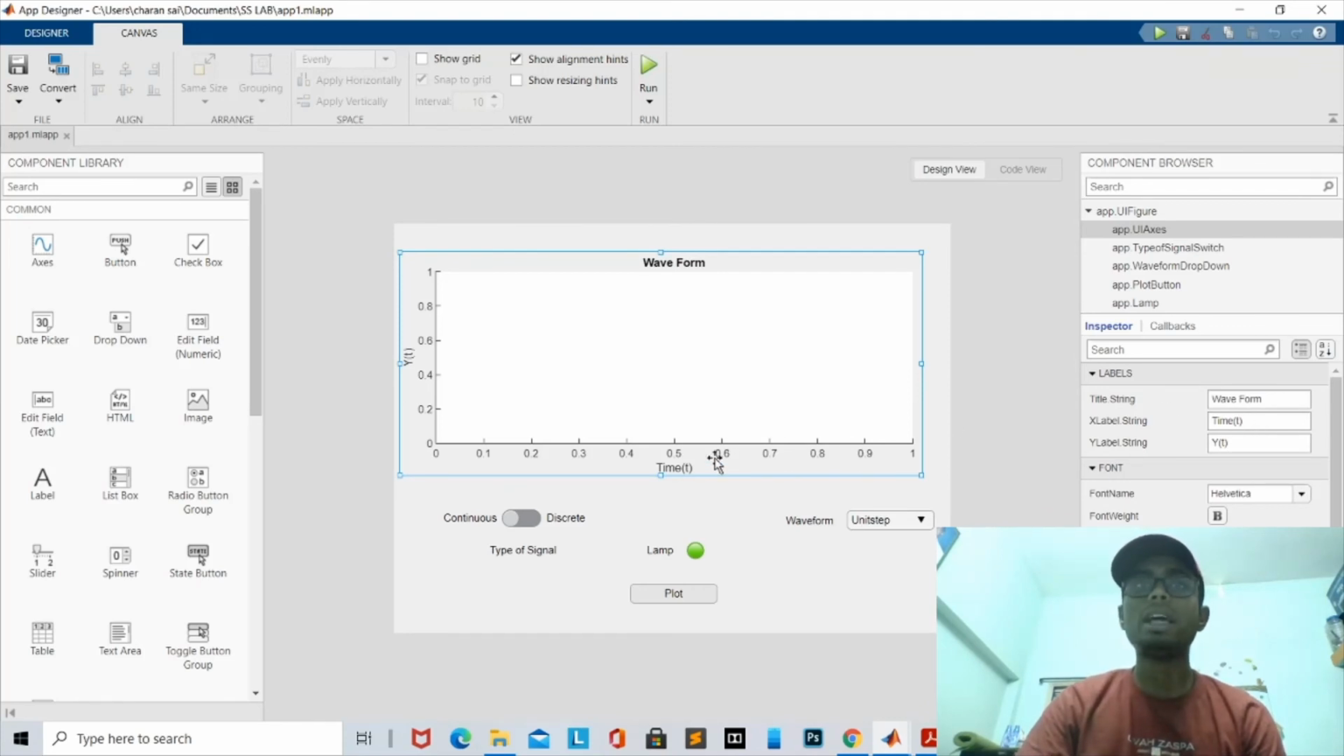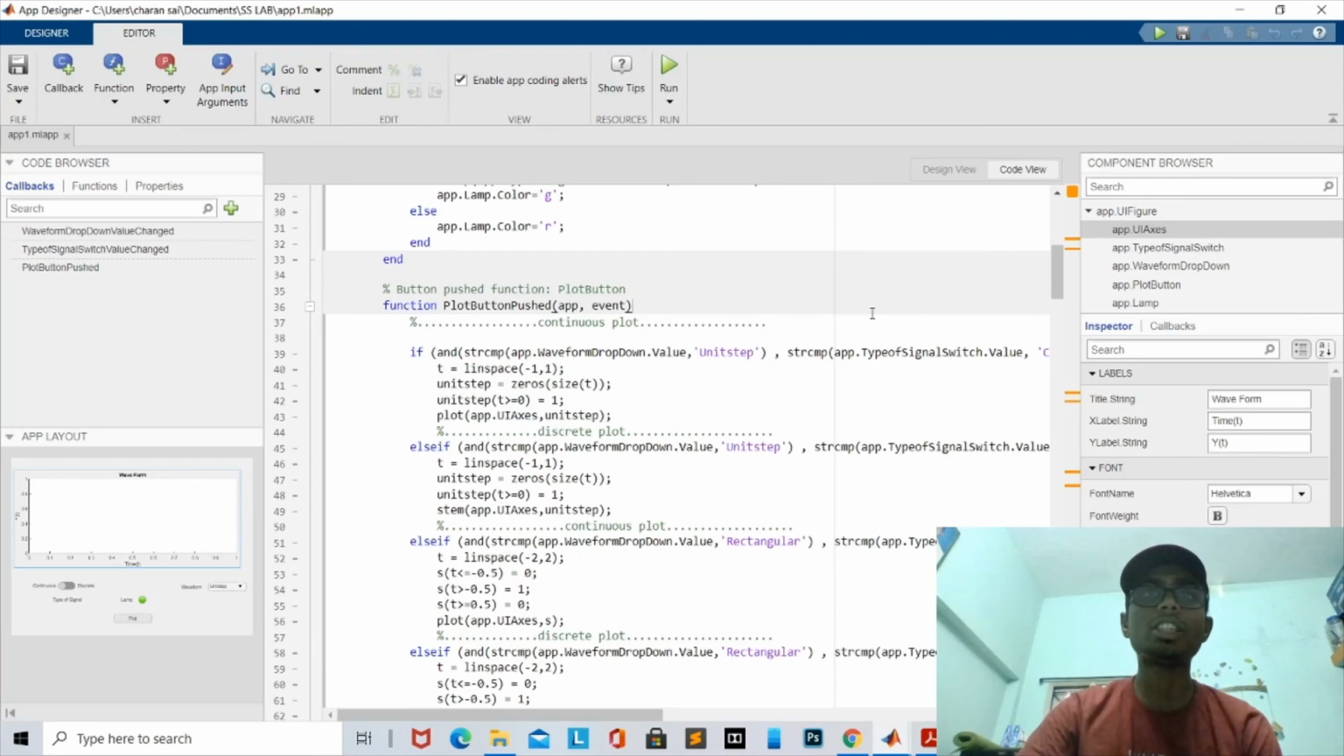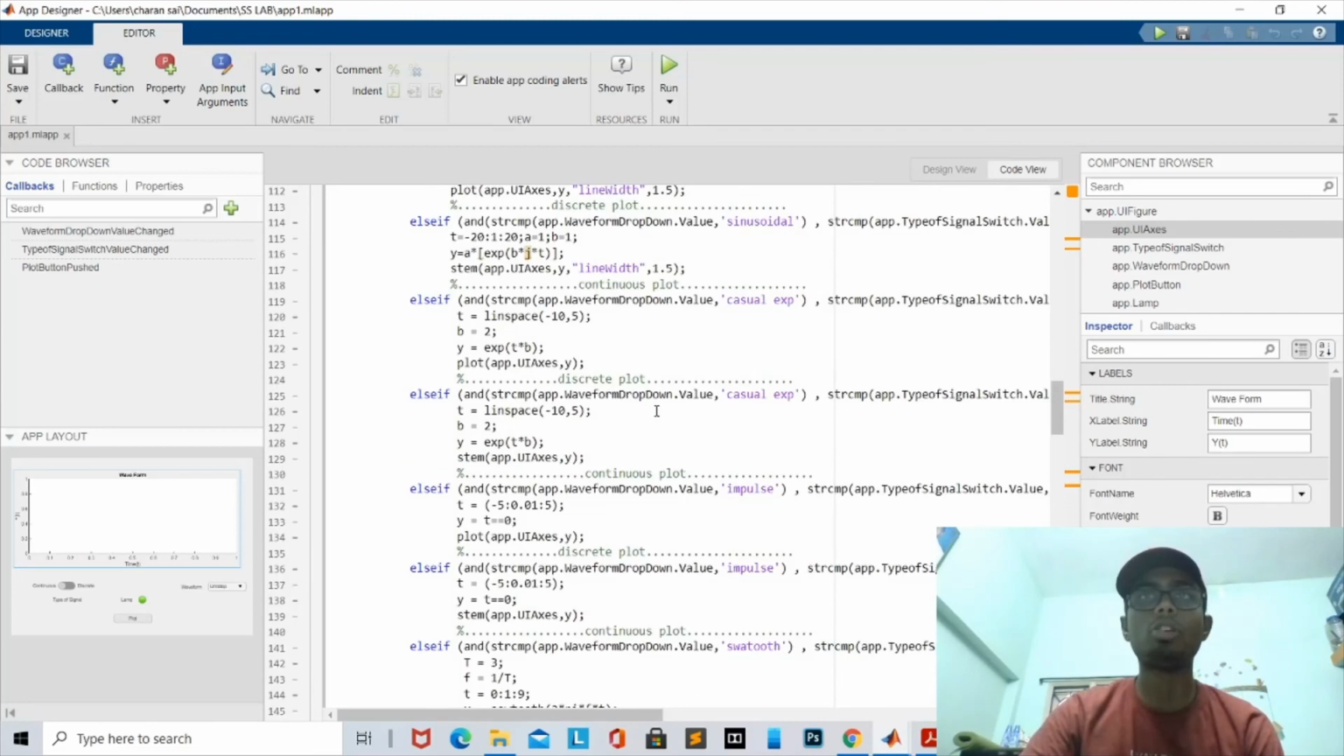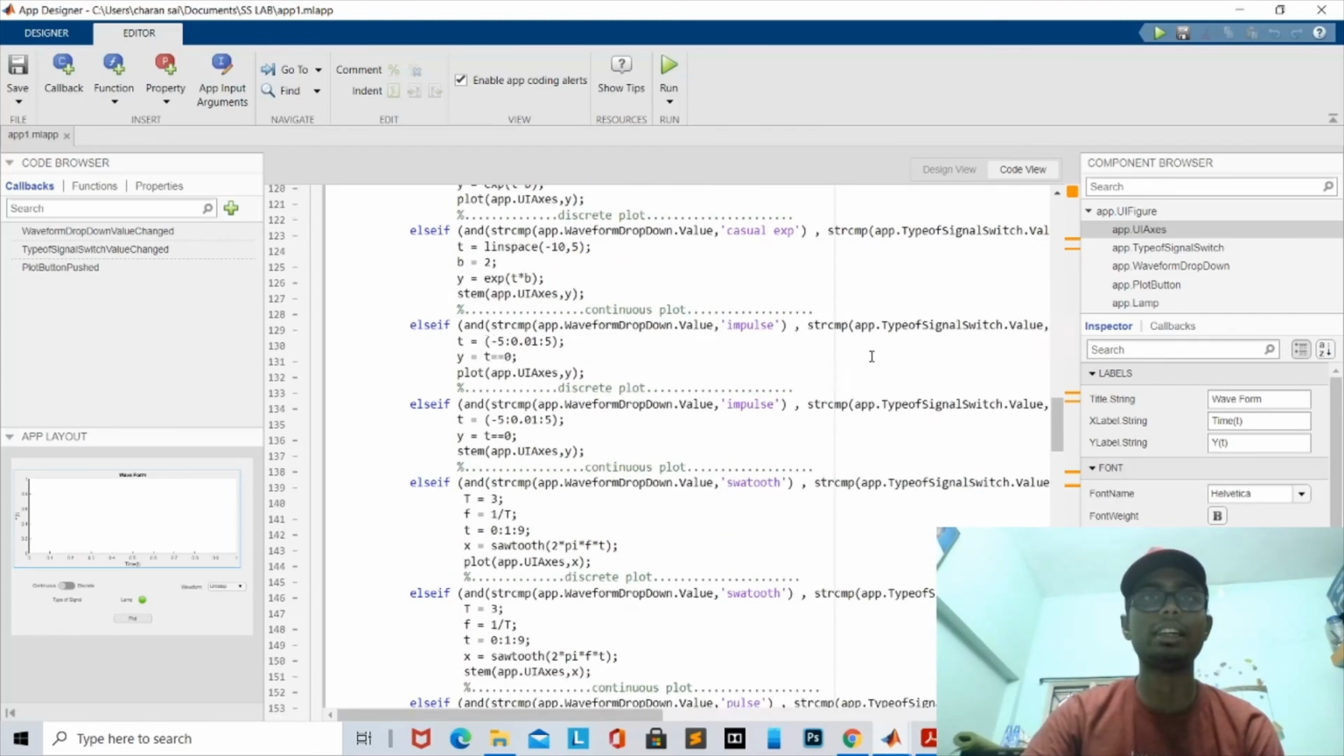So coming to my app, I have placed an axis here, and I have placed a switch button here in order to shift between continuous and discrete, and I have placed a drop down menu here in order to switch between graphs, and I have placed a lamp here in order to identify which graph is being plotted. It glows green when a continuous plot is being plotted, and it glows red when a discrete plot is being plotted. And I have used a plot button in order to plot the graph. And coming to the code view, in the function callbacks, I have written the code here. I have used if else conditions in order to run the code. So here's my code. I'm just comparing the dropdown value and the type of signal switch I have selected.